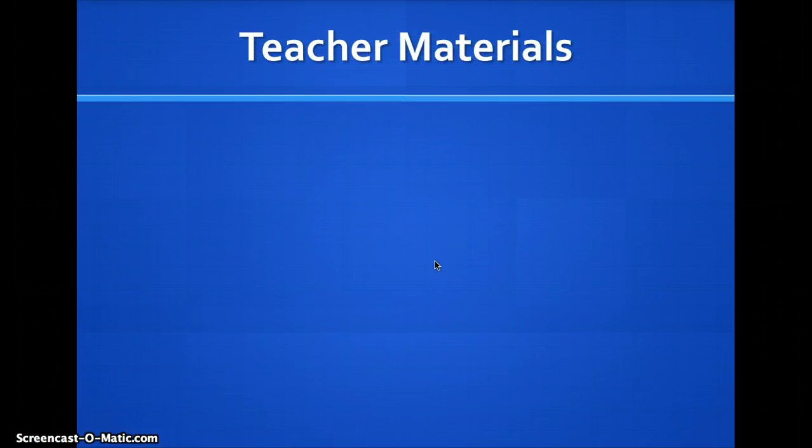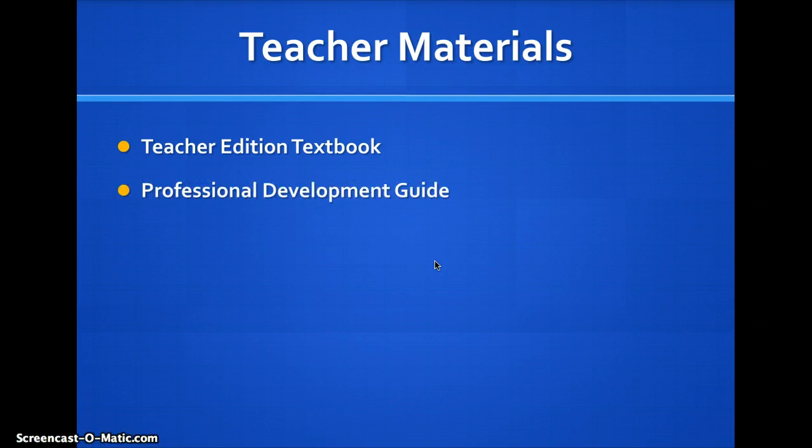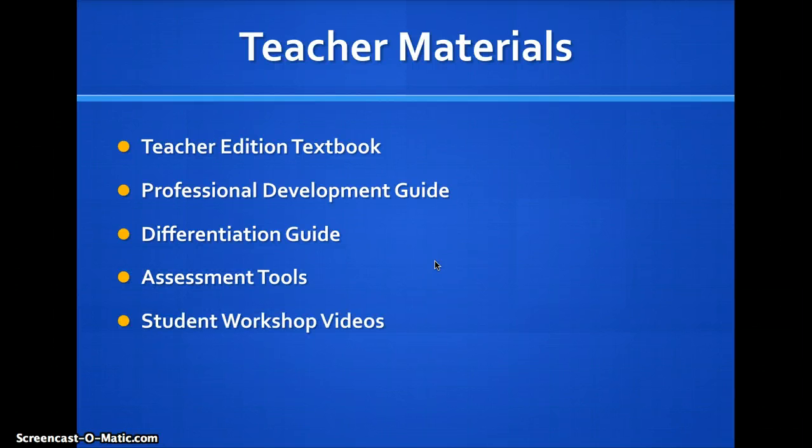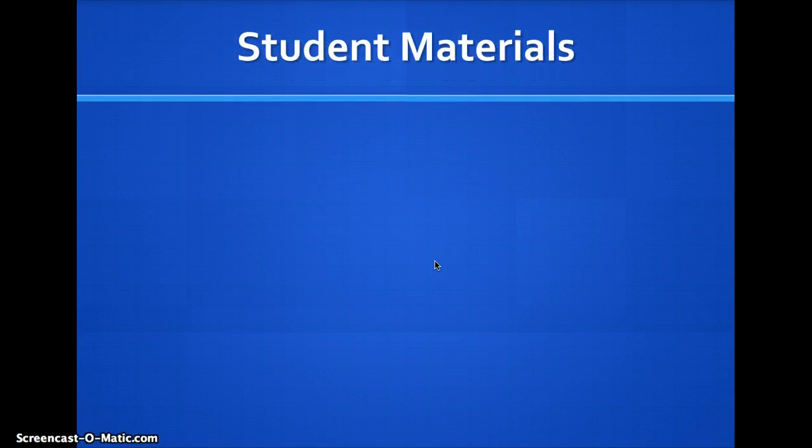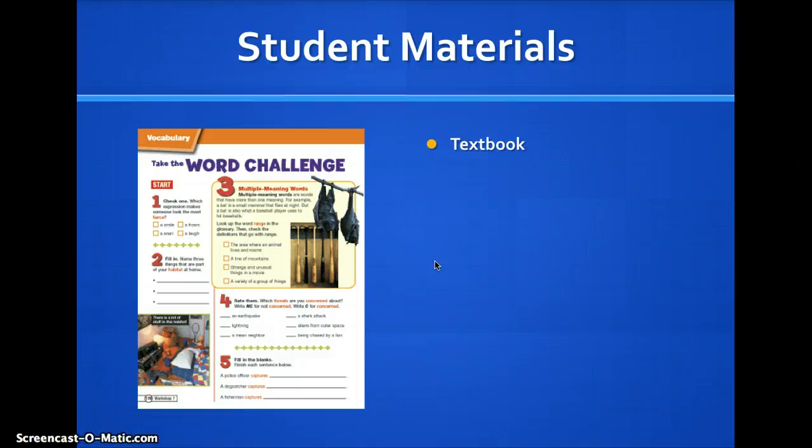The teacher materials include a teacher edition of the textbook called the R Book, professional development guide, a 3-part explicit differentiation guide, assessment tools, and student workshop videos, which can be viewed at the beginnings of reading workshops, which are the teacher-directed instruction time. Student materials include the textbook, once again called the R Book, software, audiobooks, and paperback books.